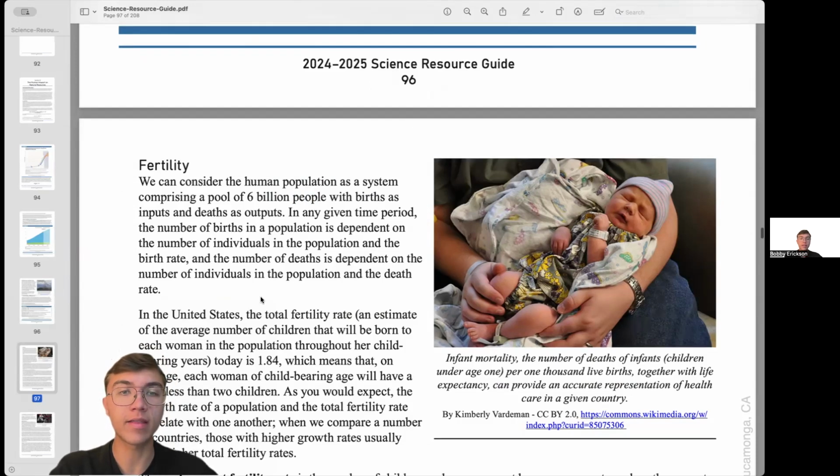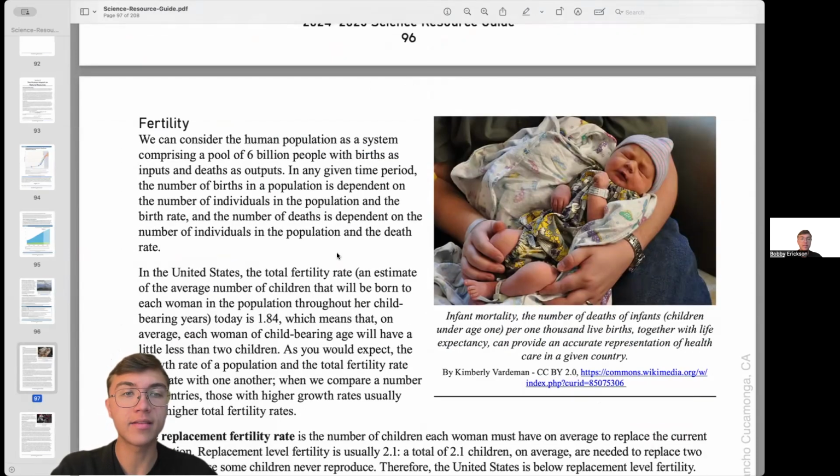So we can take a look at the total fertility rate and see what's the average number of children that women are birthing, which in the United States it's 1.84, which actually is pretty low. Because if you think about it, when we're trying to replace two parents, we need at least two children in order to replace the parents in order to have a positive growth rate.